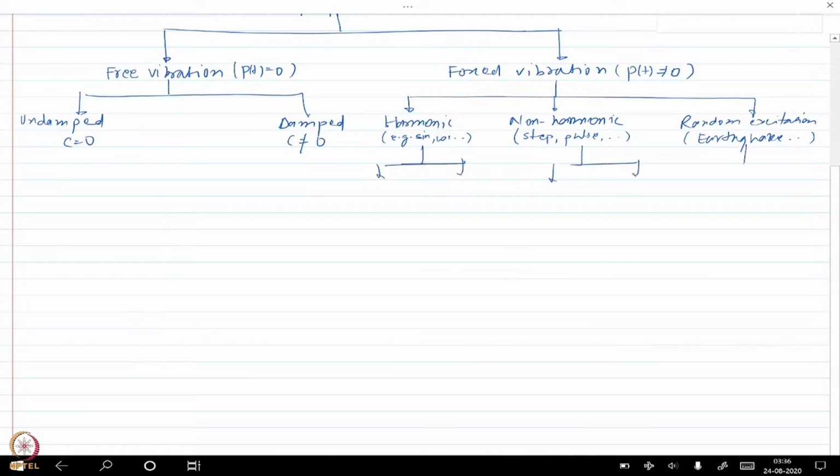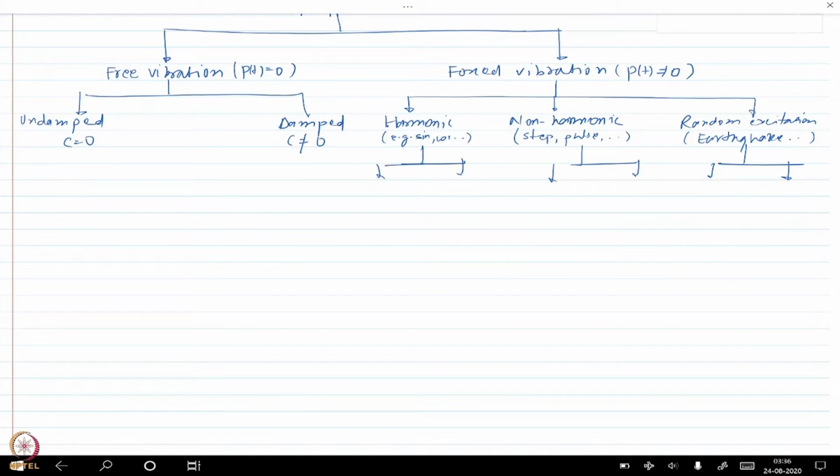Again we'll have damped and undamped, and we are also going to discuss how we are going to obtain the response of those systems. For example, if you have harmonic excitation, it is feasible to obtain an analytical solution or a mathematical solution, which is a closed form solution. For non-harmonic cases, for very few specific cases, we would be able to obtain analytical solutions. For random excitation, it is not possible.